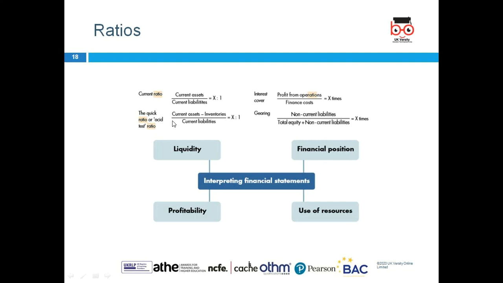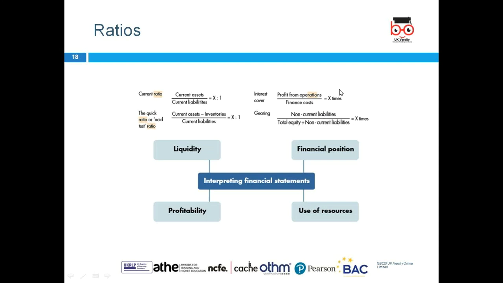And the quick ratio is the most liquid measure, because inventory sometimes can't be sold quickly, so we say current asset minus inventory divided by current liability. The normal benchmark is 1 to 1. Then we have the financial position ratios, the long-term ratios. We look at the profit from operation divided by the finance cost. Finance cost means the interest on the loan we pay. It shows how many times our profit is higher than the finance cost, which is what lenders are normally looking at.